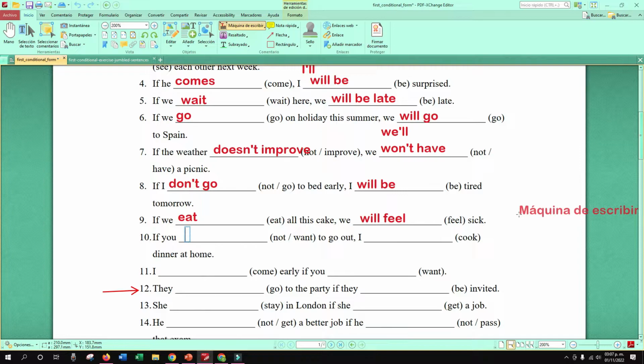That is negative. If you, what? If you, yes?